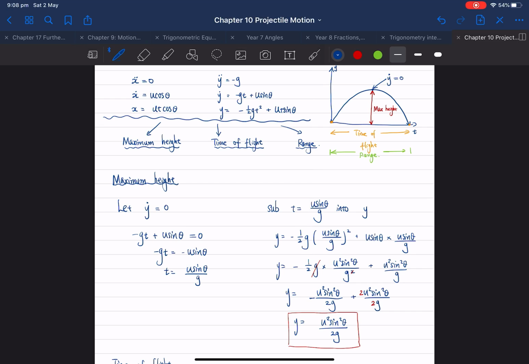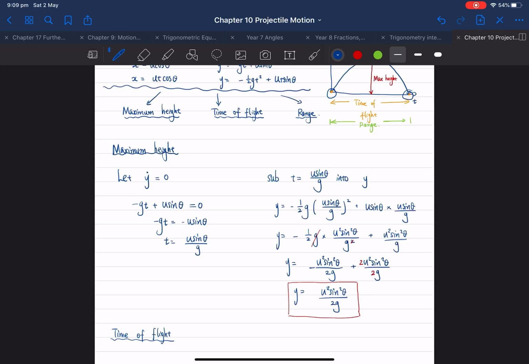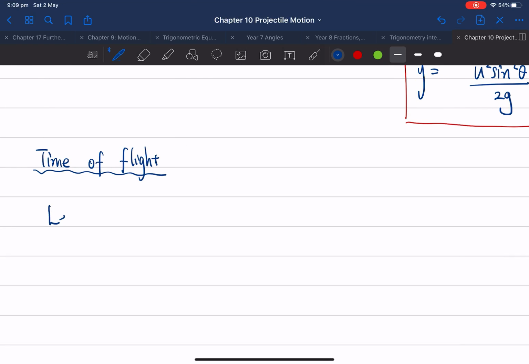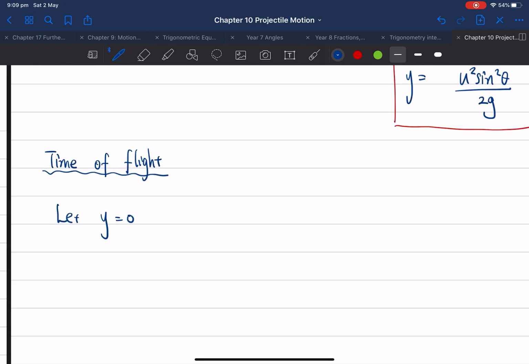Well, what we need to do is we let y equal 0. We let the vertical displacement equal 0 because the object is here, if you pay attention to the diagram. There is no change in vertical distance, right? The vertical displacement equals 0. It's underground. So I want to work out how long it takes for y to become 0 again. That's the idea, so for time of flight, we're going to let y equal 0.